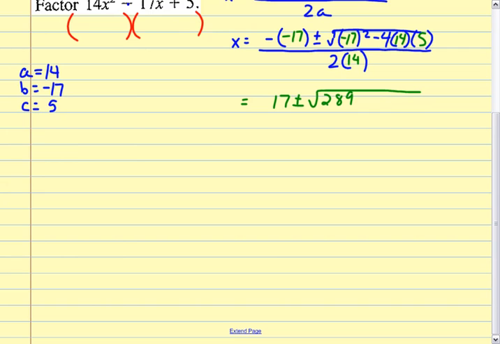This is 289. Okay? I've got negative 4 times 5 times 14, so that's going to be minus, 5 times 4 is 20, and 20 times 14 is 280. Okay? Don't use a calculator. Use the one in your head. All over 28. Okay, it's getting simpler. It's getting simpler. I'm going to pause it right here, and I'll see you on the next video.